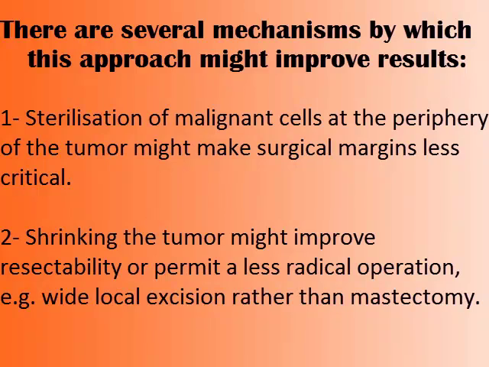There are several mechanisms by which this approach improves results. Neoadjuvant, how does it work or how can it be used? 1. It sterilizes malignant cells at the periphery of the tumor, which might make surgical margin less critical. 2. Shrinkage of the tumor might improve resectability or permit a less radical operation. Example, a wide local excision rather than mastectomy.